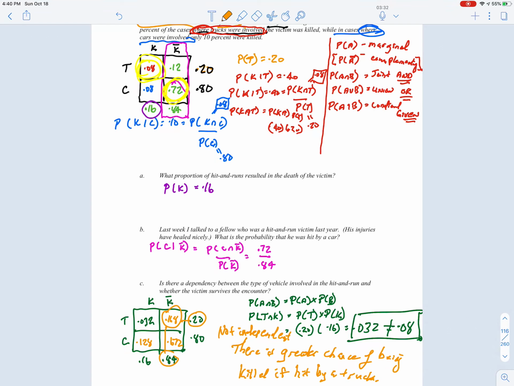There's a greater chance of being killed if hit by a truck, and obviously then, consequently, you don't have to write this down, but there's a lesser chance of being killed if you're hit by a car. So that's how we would describe the relationship. All right, I'm going to stop this particular one here.